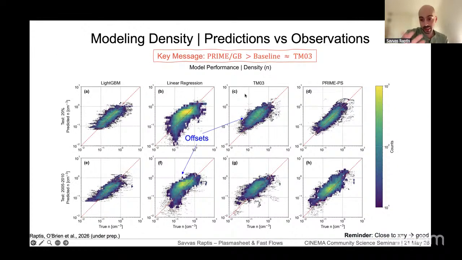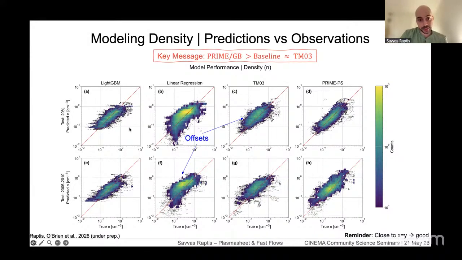So here is one of the standard plots the machine learning community is used to, which basically on the y-axis shows the prediction, and on the x-axis shows the true value measured by the spacecraft. You can see the first column is the gradient boosting algorithm. The second one is the linear regression. Third is the Tsyganenko-Mukai empirical model. And on the right, we have the PRIME model that I just explained in the previous slide. Essentially, the closer we are to the x equals y line, the better, because it means that the true value and the predicted value are closer to each other.